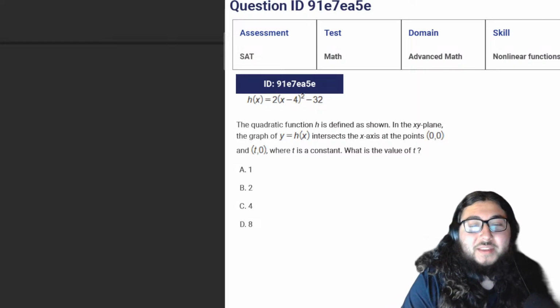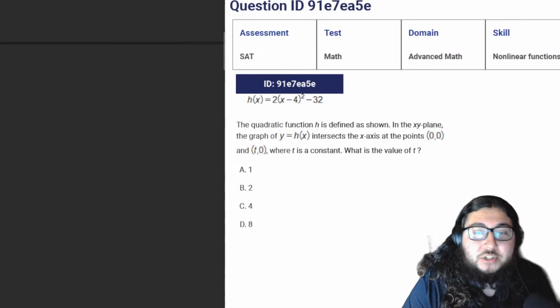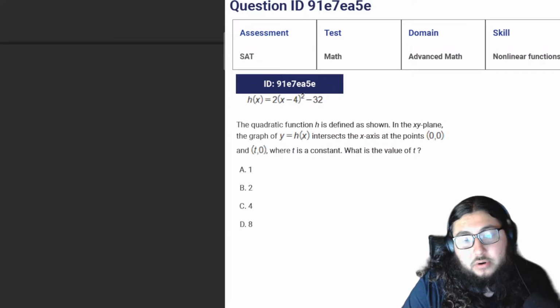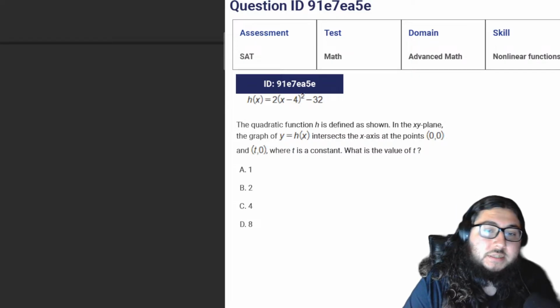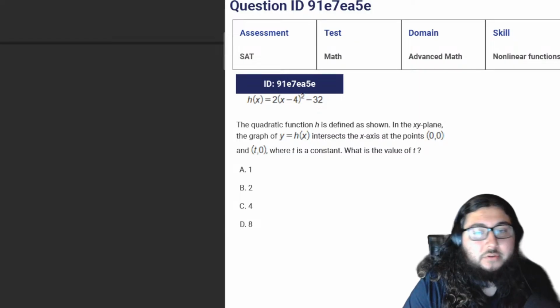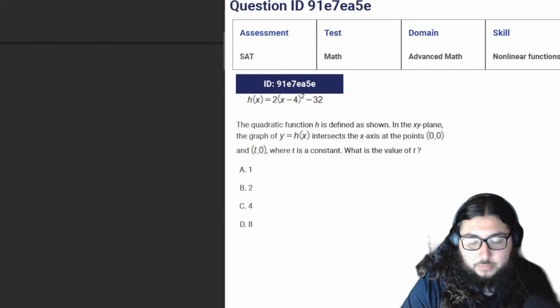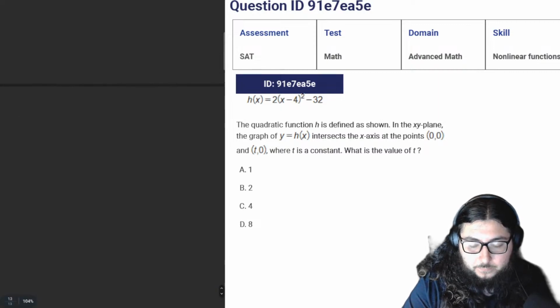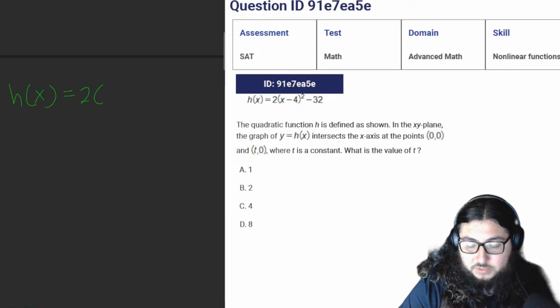Sorry. So this is defined as shown, meaning what is shown above. In the xy plane, the graph of y equals h of x intersects the x-axis at the points 0, 0, and t, 0, where t is a constant. What is the value of t? This is pretty simple. So h of x is equal to 2 times x minus 4 squared minus 32.